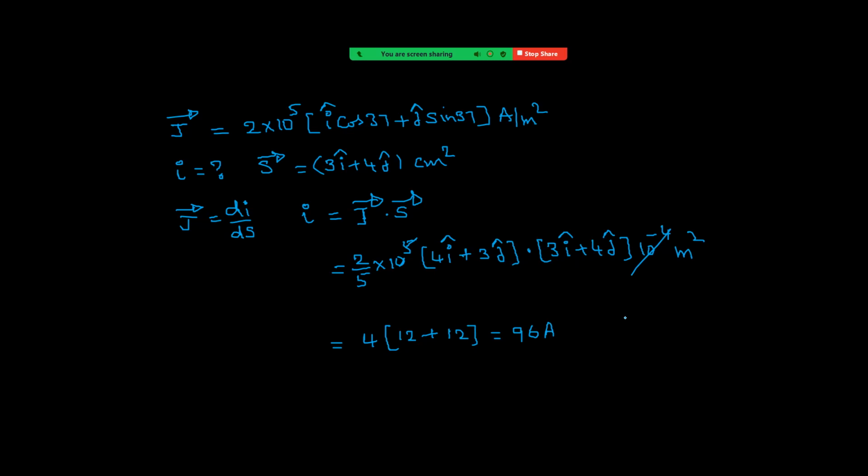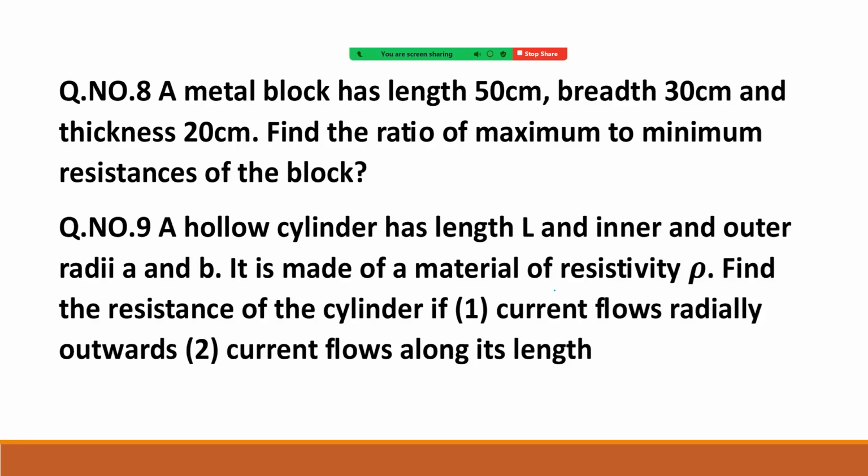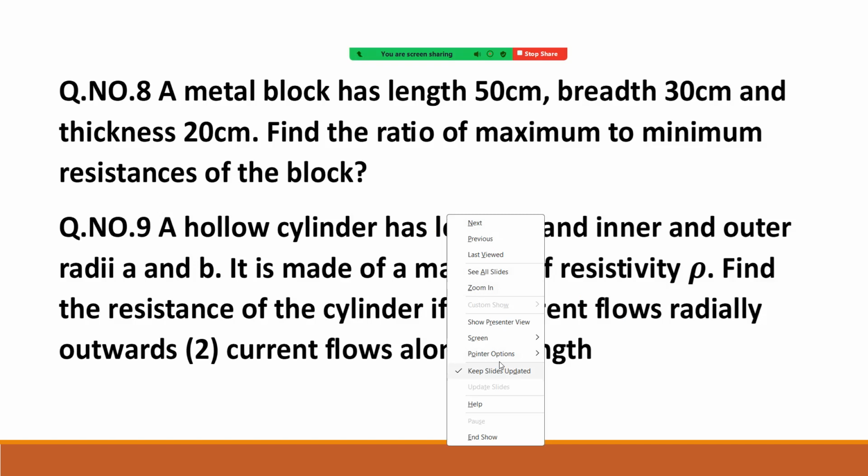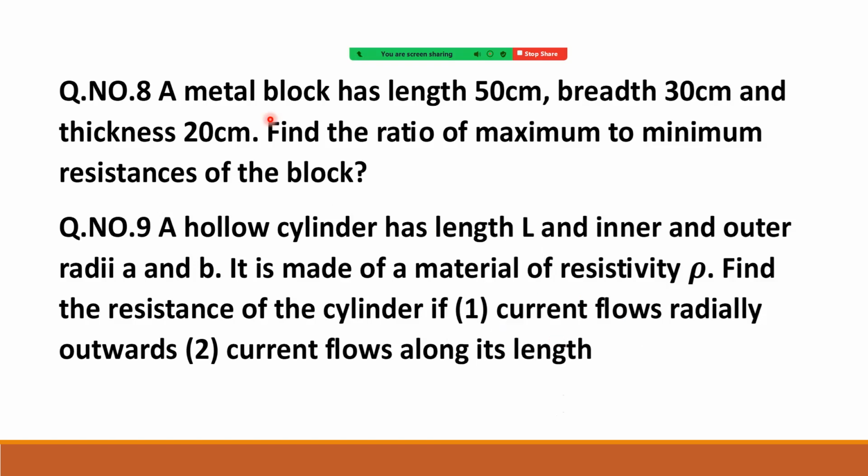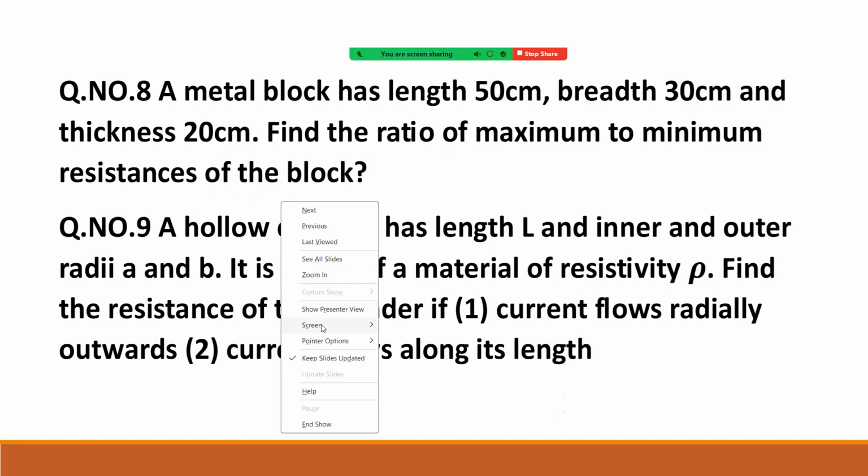Let us see the next one. See the question given. A metal block has length, breadth, and thickness, values given. Find the ratio of maximum to minimum resistances of the block. Let us see how we solve this maximum and minimum. Length, breadth, and thickness are 50, 20, 30.